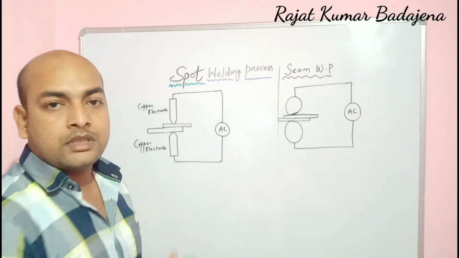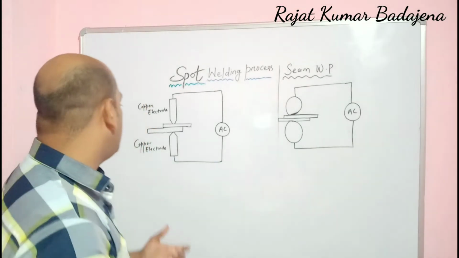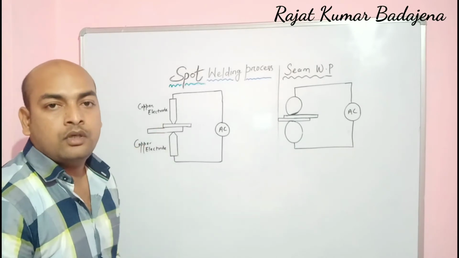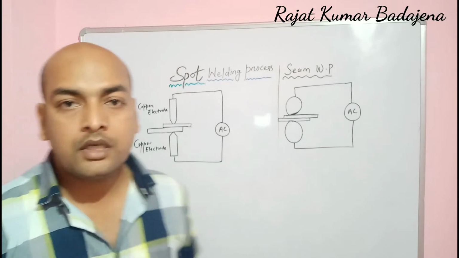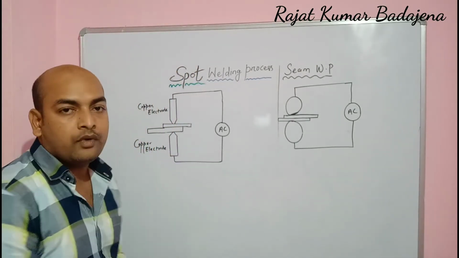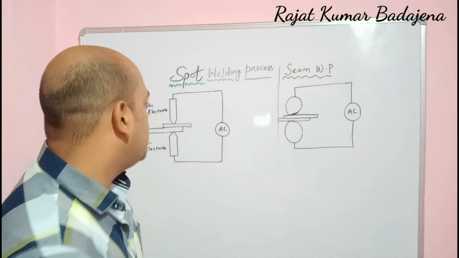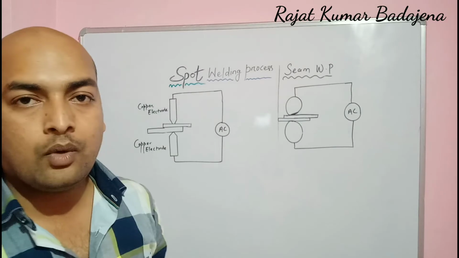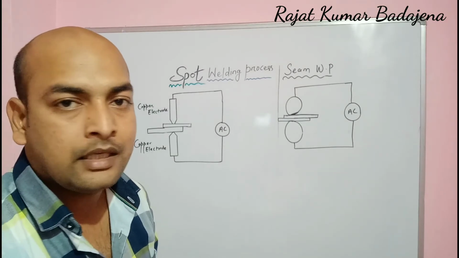So here one question will appear in your mind: why are we using the copper electrode? Because copper is a good conductor of electricity, that's why we are using the copper electrode for a good result. Okay, so what is the working principle of the spot welding process? How are the functions carried out?